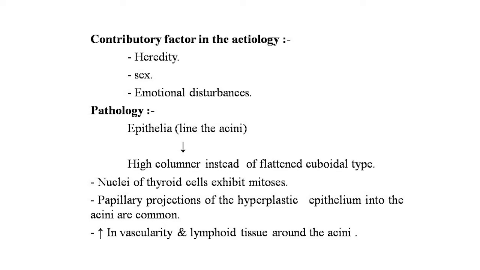There is only a minimal amount of colloid in the acini, and many of them are even empty, while others contain vacuolated colloid. The nuclei of the thyroid cells exhibit mitosis, and papillary projections of the hyperplastic epithelium into the acini are common. Lastly, there is an increase of vascularity and lymphoid tissue around the acini.